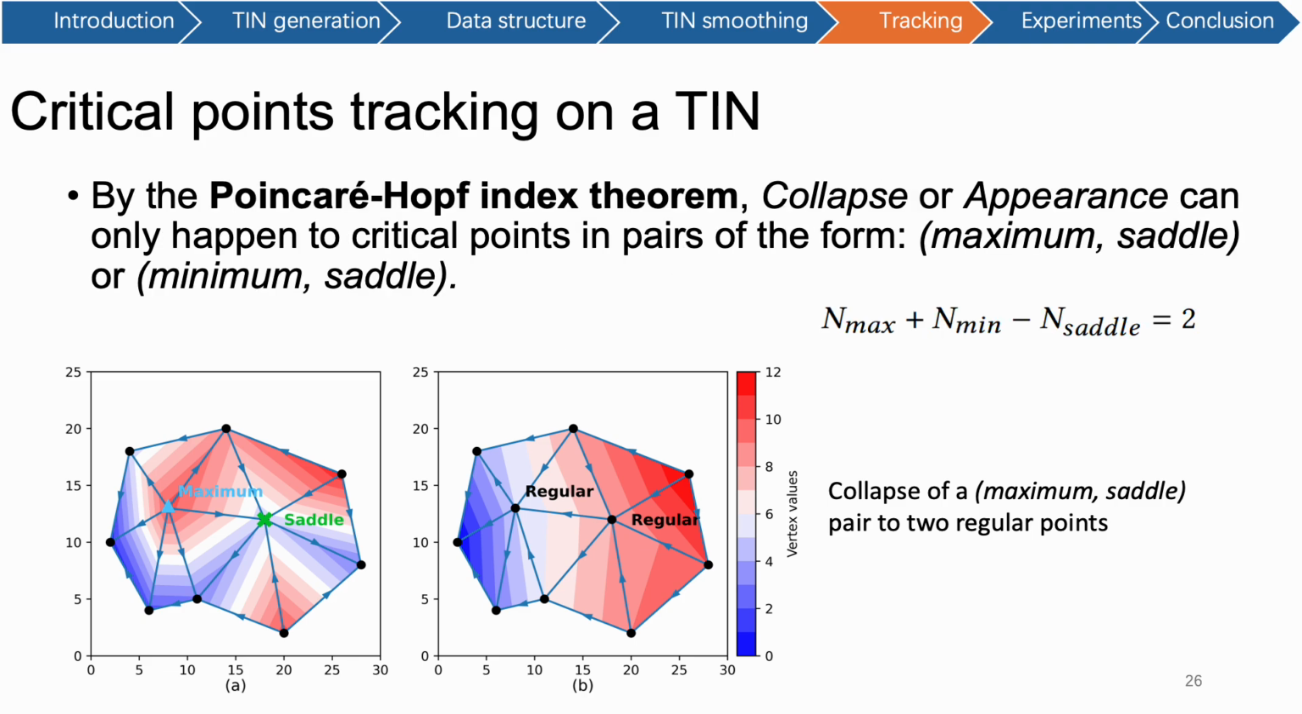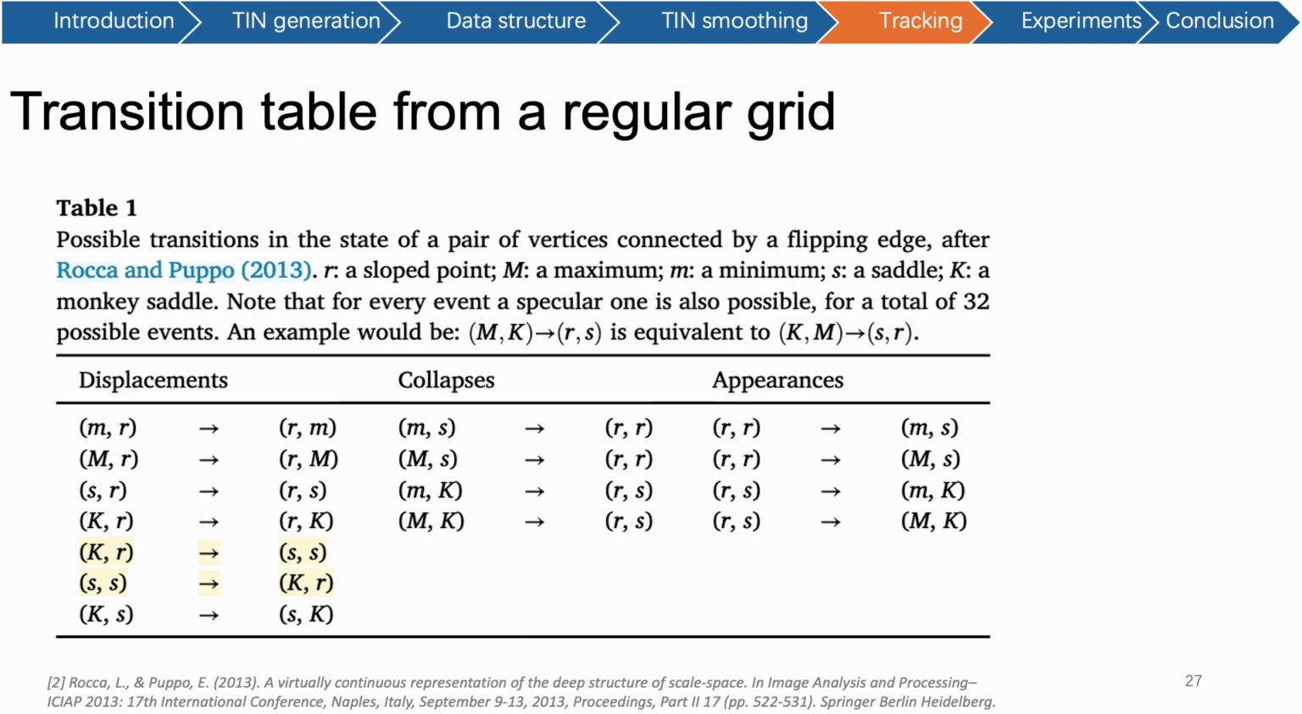By the Poincare-Hopf index theorem, collapse or appearance can only happen to critical points in pairs of the form maximum-saddle or minimum-saddle pair. Here is the transition table from a regular grid used in previous work. Remember, each vertex in a regular mesh has 6 neighbors. You will have up to monkey saddle cases during analyzing the critical point transitions.